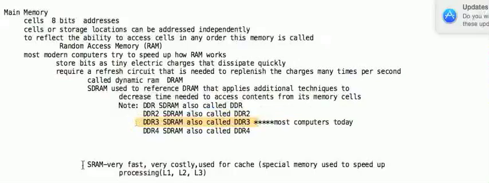If you ever hear the term SRAM, not SDRAM, but SRAM, this is a very, very fast, very costly type of memory. It's a special memory used for something called cache. We'll talk about cache in another video. But for right now, just realize that SRAM is not SDRAM.